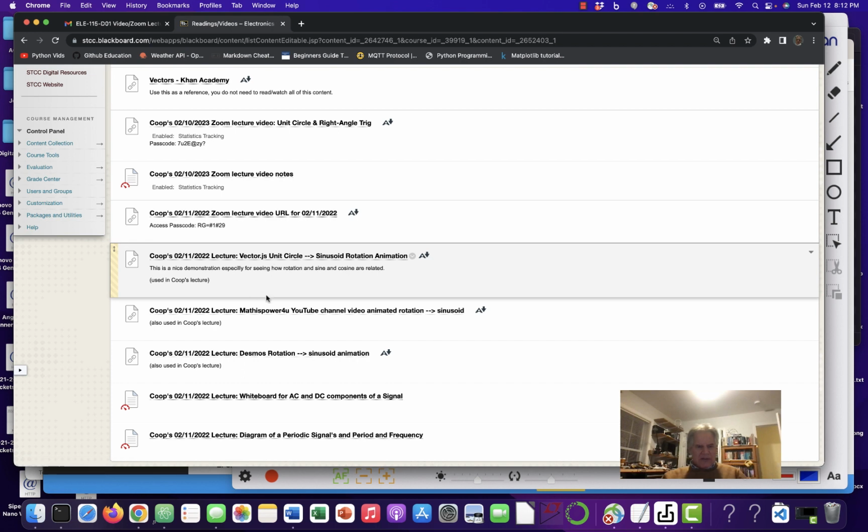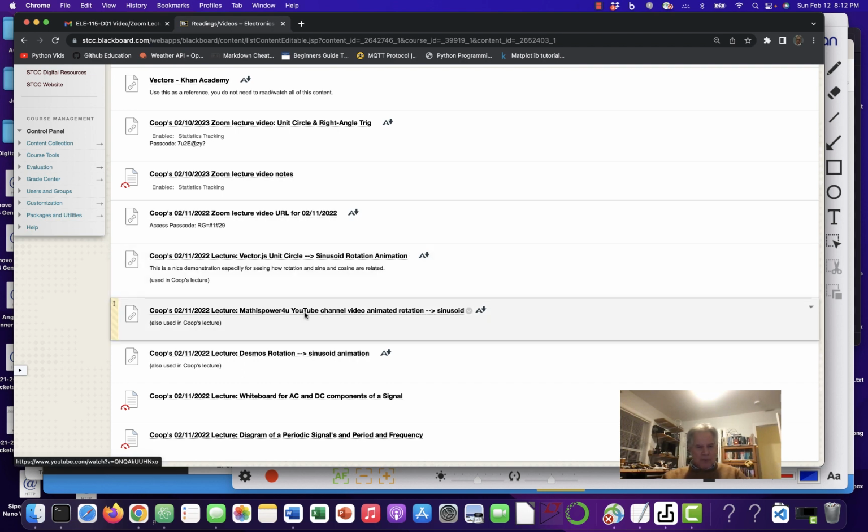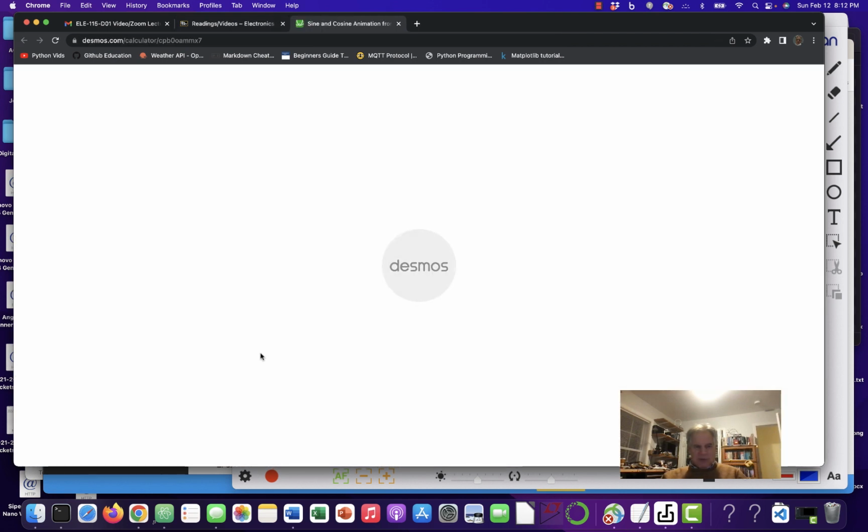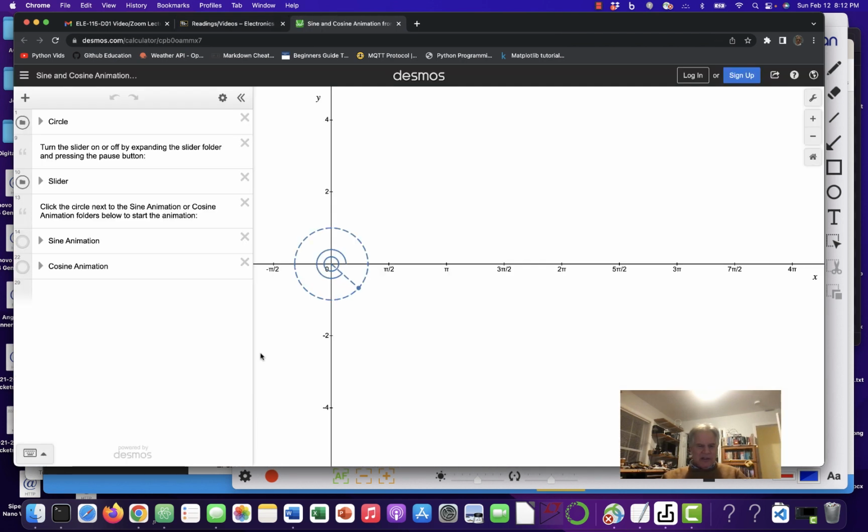So there's vector.js, there's math is fun for you, and there's this Desmos, which is a calculator online. It's a rotation thing, and I think that if you go down here to sine animation and you check this, you'll see that it starts out with 0 height, gets up to 1. Let's see, can I reset that thing or something? Crap, I didn't mean to do that.